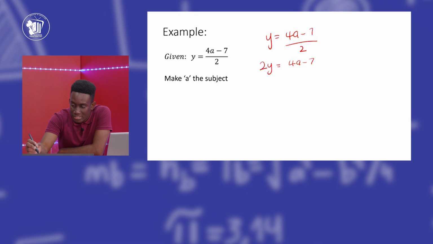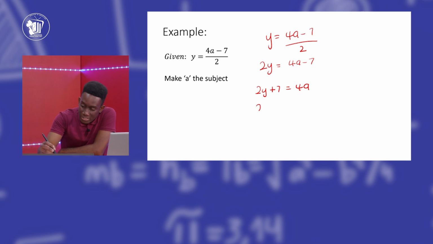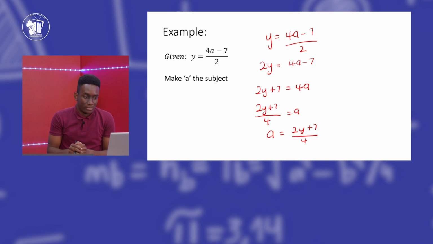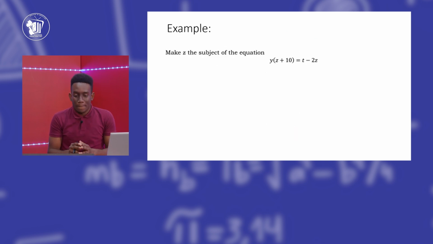And you see we have this 7 here subtracting. So when we take over the 7, it will add. So we'll have 2y plus 7 is equal to 4a. So the 4 is multiplying the a. So we take it over, it will divide. So you'll have 2y plus 7 all divided by 4 is equal to a. Hence a is equal to 2y plus 7 all divided by 4. And that's how we make a the subject of this formula. So let's carry on to another example.